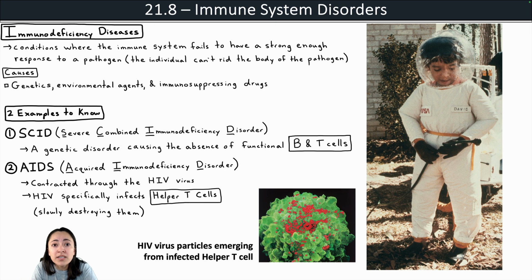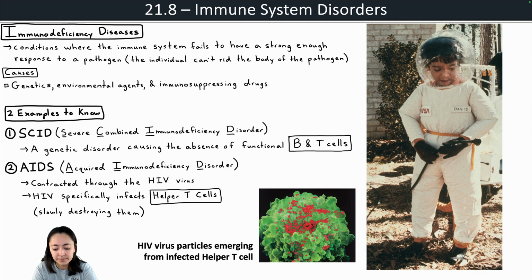We know that the helper T cells are extremely important in stimulating our immune system, right? So if you do not have functional helper T cells, then you have a suppressed innate immune response because the macrophages aren't being stimulated. You have a suppressed cellular immune response because the T cells are not being stimulated. And then you have a suppressed humoral immune response because B cells are not being stimulated to become plasma cells. So again, pretty much your immune system is not functioning properly at all if you do not have these functional helper T cells.